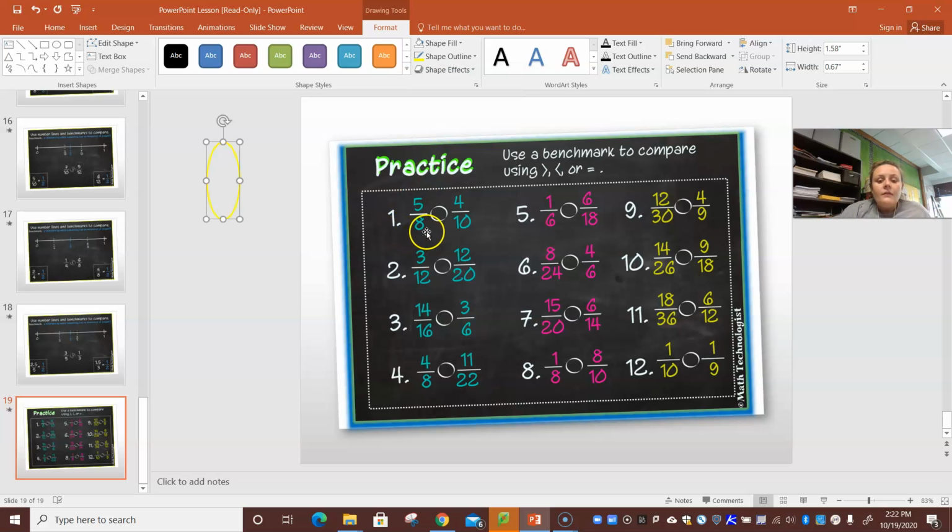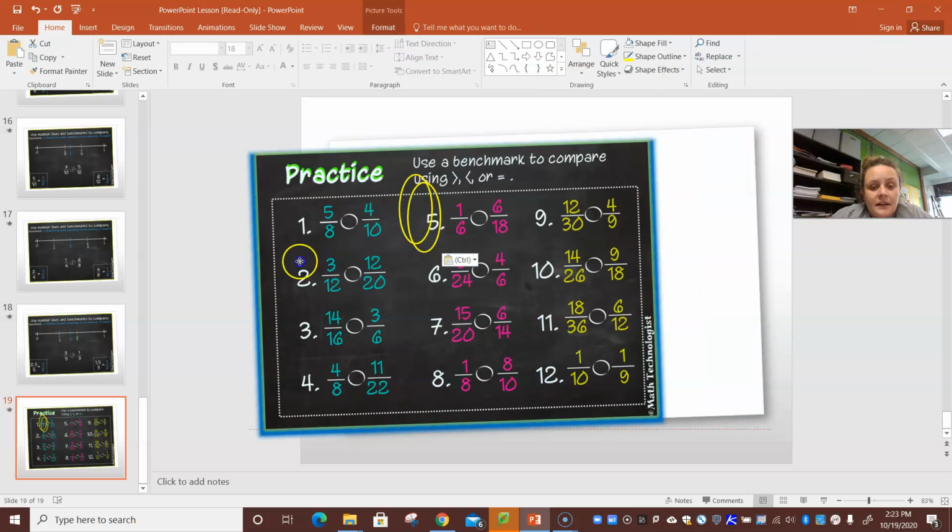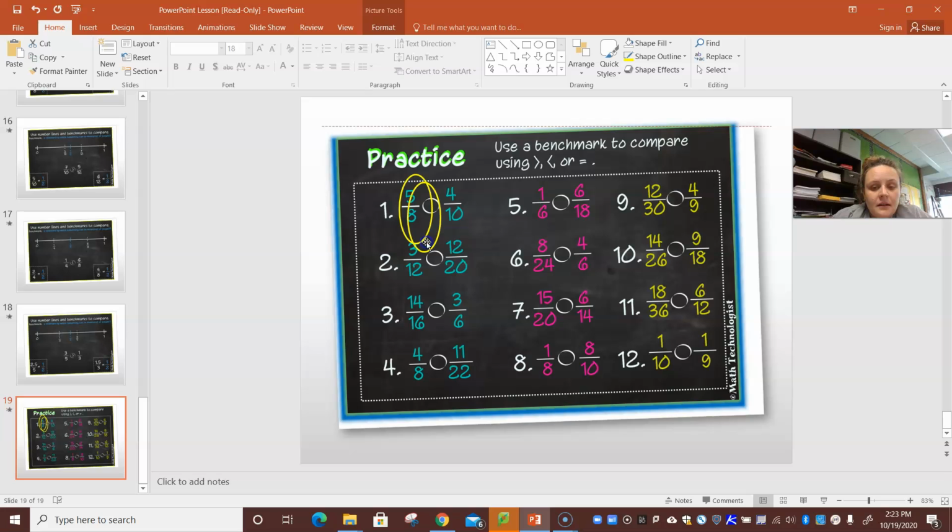Okay, so 5/8 or 4/10. Well, let's think about halves. How many eighths are a half? 4/8 are a half. So this fraction is greater than a half. How many tenths are a half? 5/10 are a half. So this fraction is less than a half. So you would be doing the greater than sign to the 5/8 because it's greater than a half. And I'm going to make a copy of that symbol. And let's take a look at our next one.